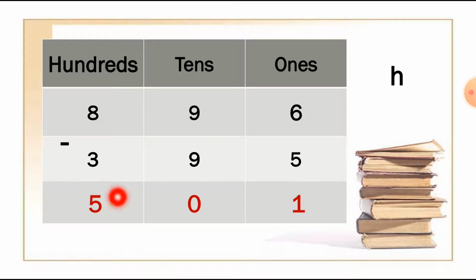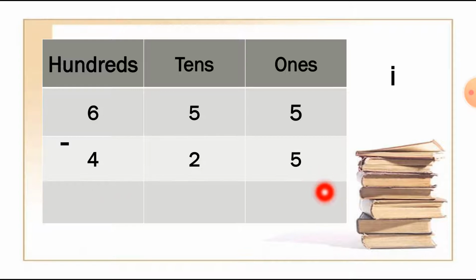501. This is the answer of sum number H. Now let's move to sum number I, which is 655 minus 425. I repeat this, 655 minus 425.